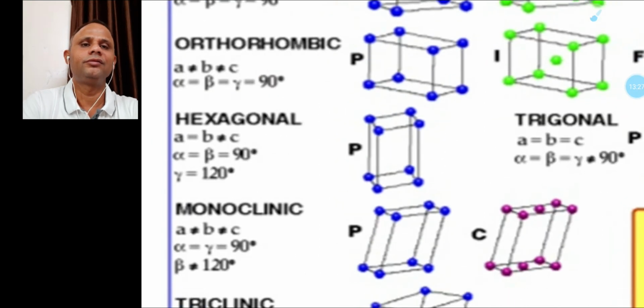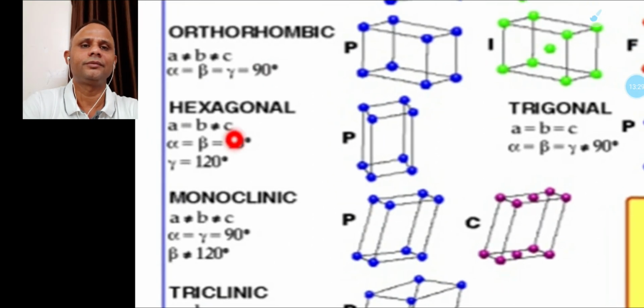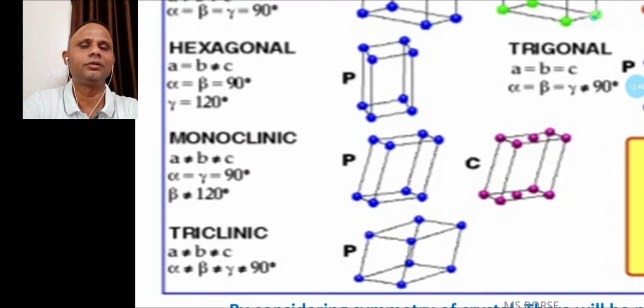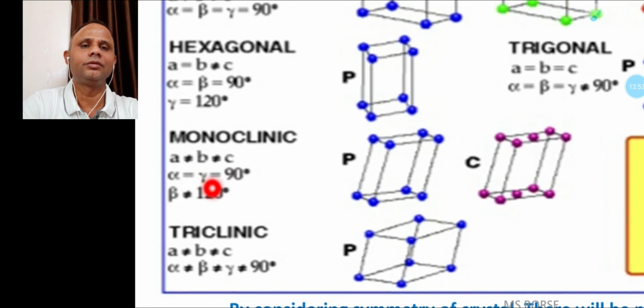If you again change the lattice parameter, A is equal to B, B is not equal to C, alpha is equal to beta is equal to 90 degrees, but gamma is equal to 120 degrees, the resulting unit cell is a hexagonal structure. So next, A is not equal to B, B is not equal to C. Then alpha is equal to gamma is equal to 90 degrees, but beta is not equal to 90 degrees. So we get the unit cell we call a monoclinic unit cell.